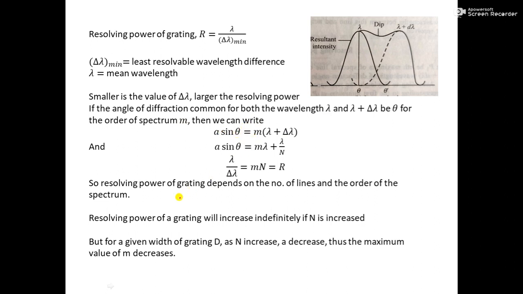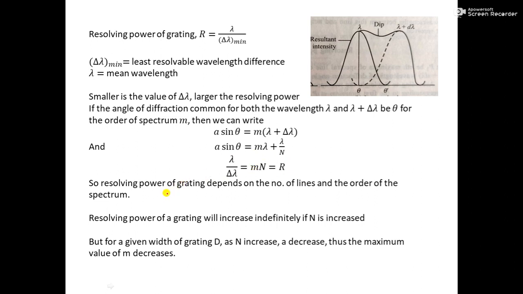And if the angle of diffraction common for both the wavelengths lambda and lambda plus delta lambda is theta for the order of spectrum m, then we can write A sin theta is equal to m into lambda plus delta lambda, and also A sin theta is equal to m lambda plus lambda by N. Here N is the number of slits on the grating. So from these two equations, lambda by delta lambda is equal to small m into capital N, where small m is the order and capital N is the number of slits on the grating. So this gives the value of resolving power.